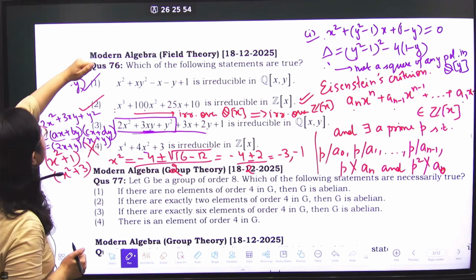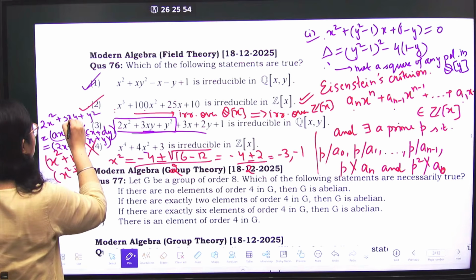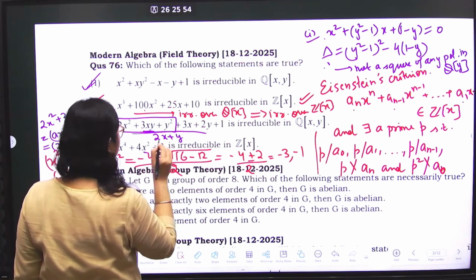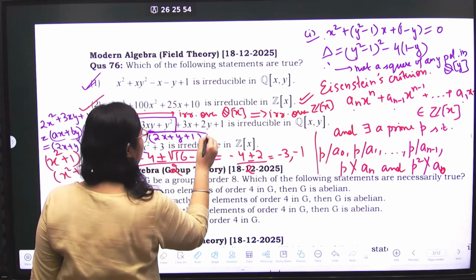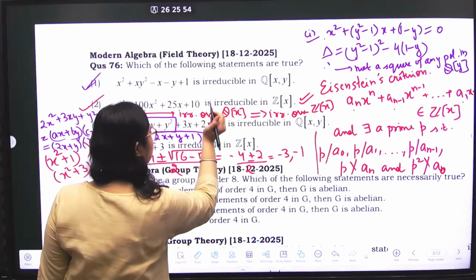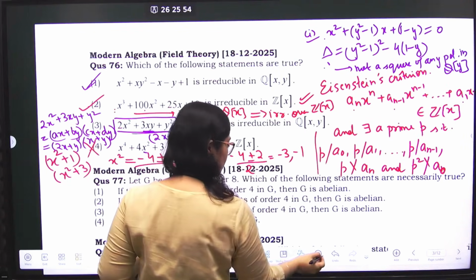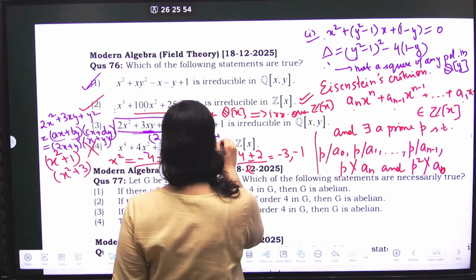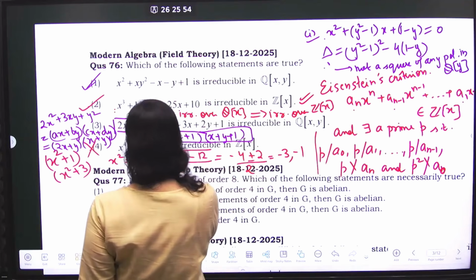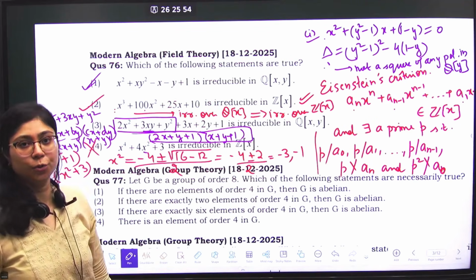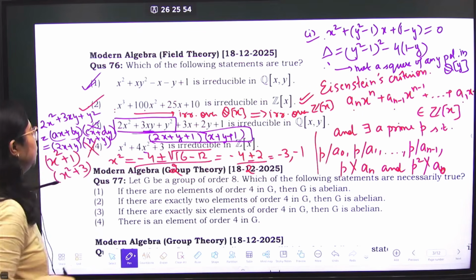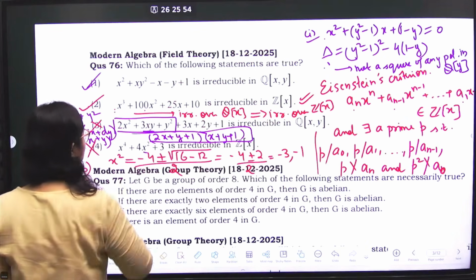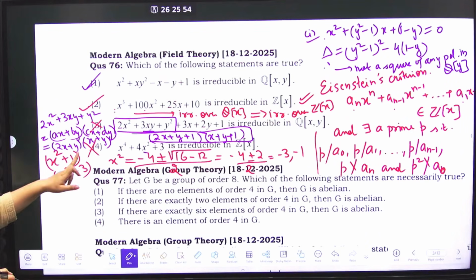Now, if I see this polynomial, it can be written as (2x plus y plus 1) into (x plus y plus 1). So this is reducible in Q[x,y]. So this option is incorrect. So the first and second options are correct, and the third and fourth options are incorrect.